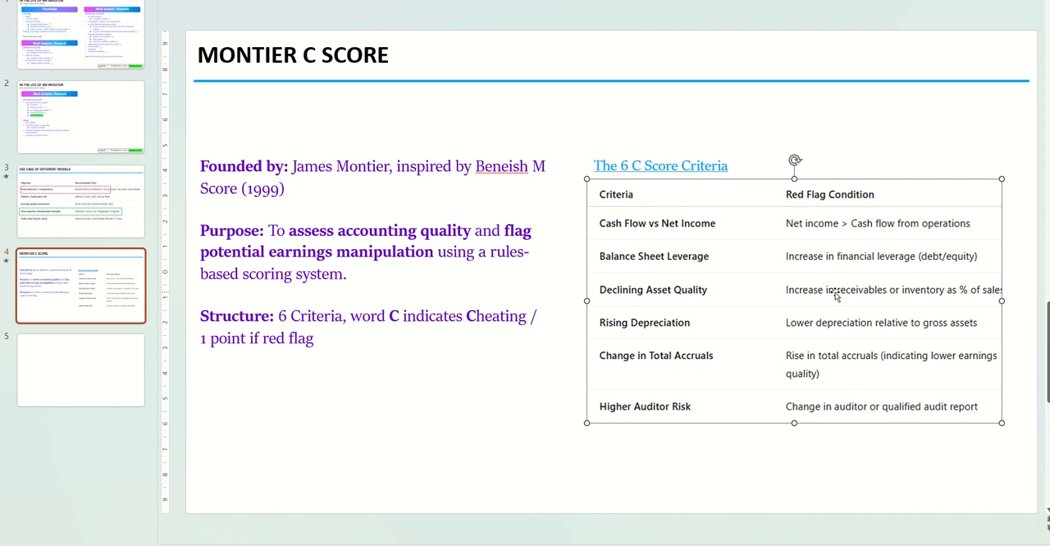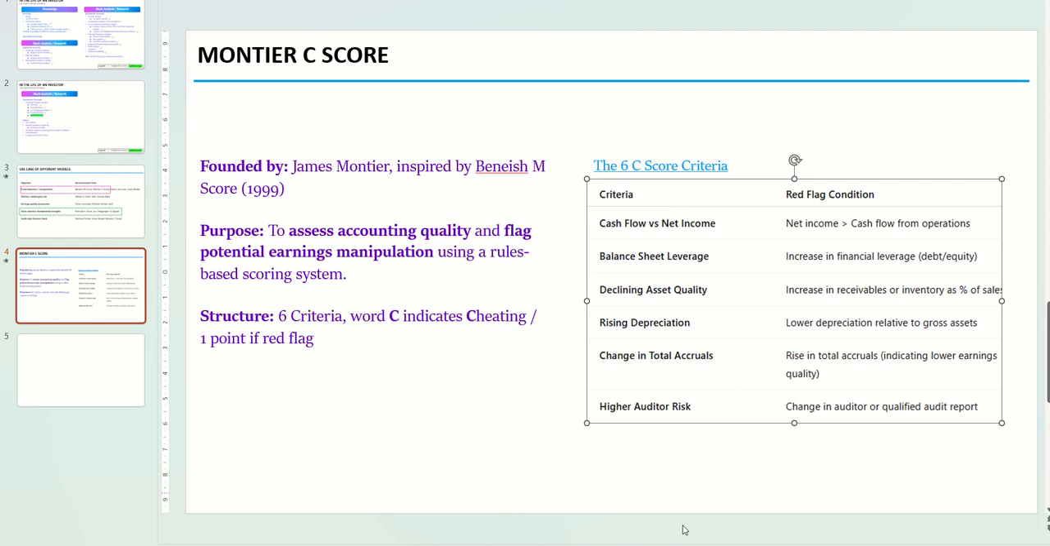So, what are the different six criteria? It compares cash flow with income, the debt in the balance sheet, asset quality, then rising depreciation, and change in total accruals. The last one is higher auditor's risk, which means there's a change in auditor for some reasons.